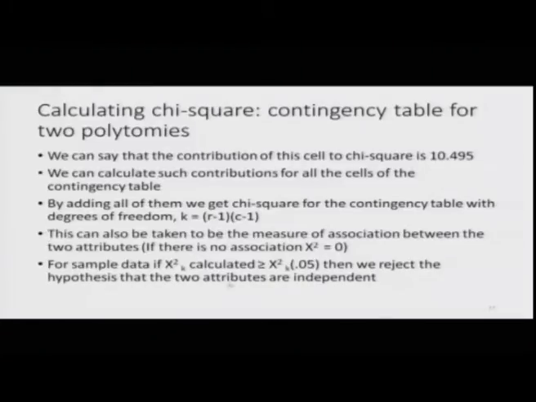For sample data, if chi square calculated is greater than chi square tabulated for alpha equal to 0.05 or p equal to 0.05, then we reject the null hypothesis. If chi square calculated is greater than chi square tabulated, means for probability density function of chi square with k equal to this r minus 1 c minus 1 given degrees of freedom, then we reject the null hypothesis. But if the calculated value of chi square is less than the tabulated value of chi square, then we do not reject the null hypothesis and we say that the two attributes are independent.